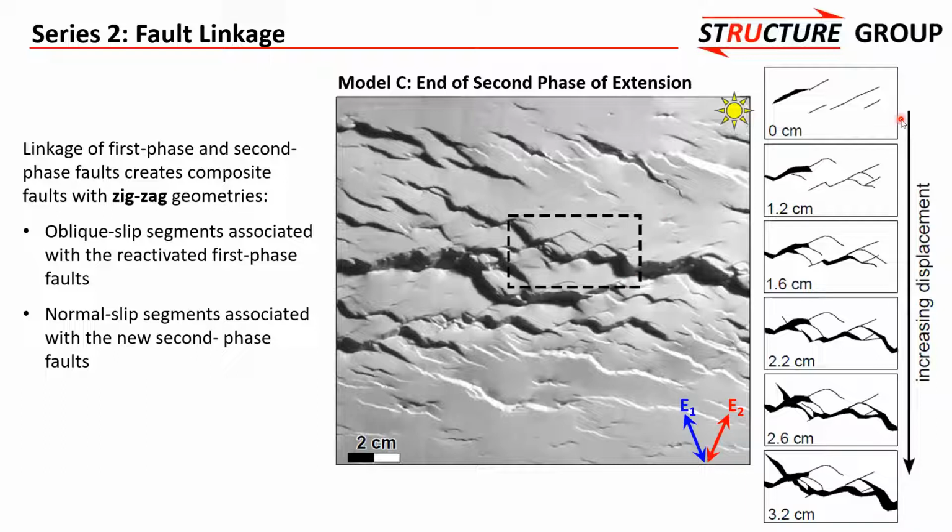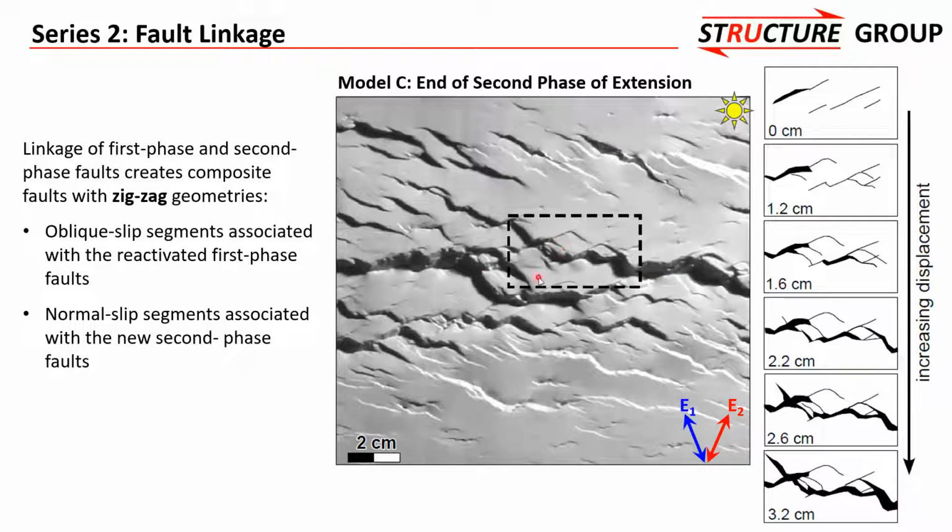And then on the right, I have a line drawing that just highlights this linkage through time. So this starts with the end of the first phase extension, and then we have 1.2 centimeters into the second phase, increasing up to 3.2 centimeters in second phase. Using the photographs, you can watch how new faults initiate and propagate outward, then link with other first phase fault segments, and ultimately form a through-going fault.